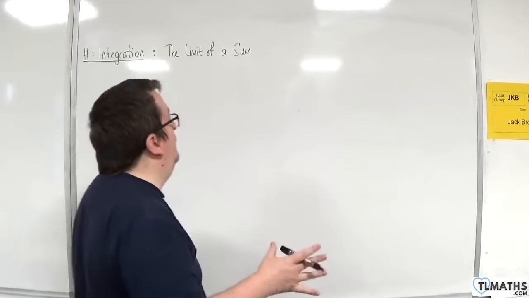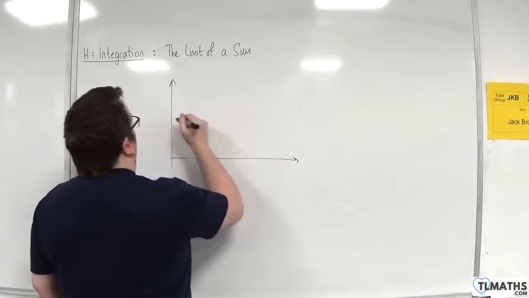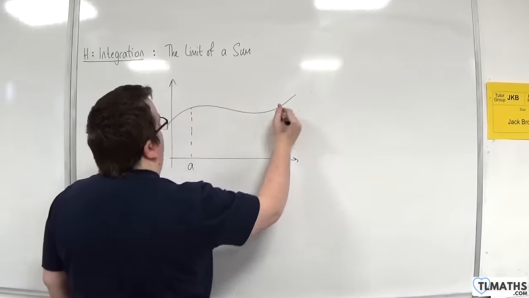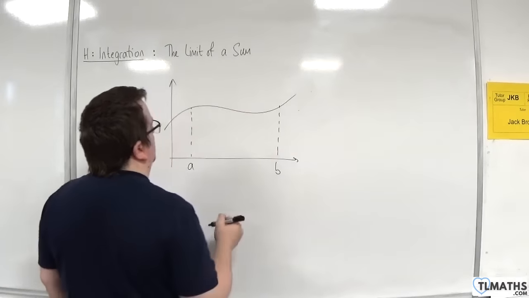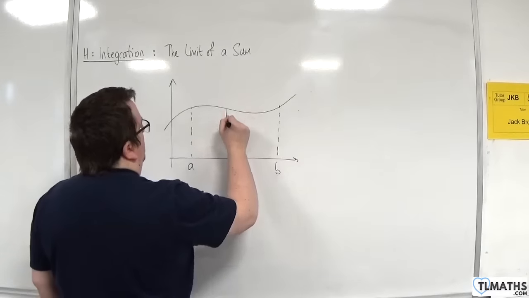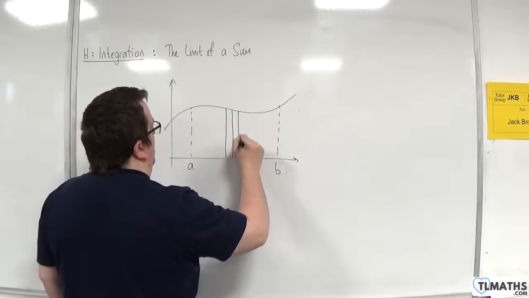So when you're actually finding an area using a definite integral, and let's say you want to find the area between A and B here, then essentially what's going on is that we are splitting this area up into strips.